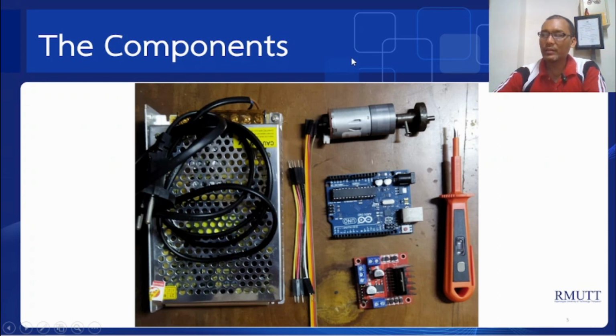Here are the components that I used to work on this project. So this is the power supply, and this is the DC motor with the rotary encoder, and then this is the controller, Arduino Uno, and the DC motor driver, and some wires here.